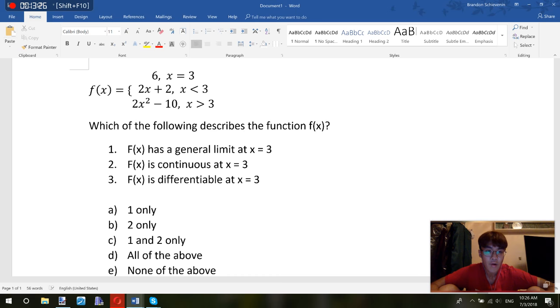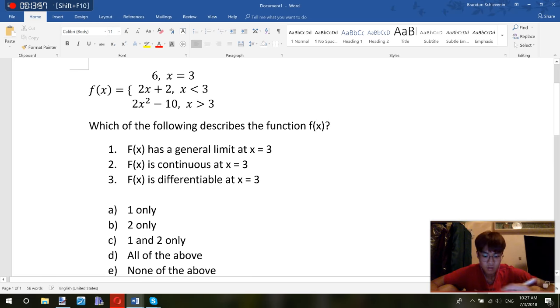So this does have a general limit, but is it continuous? It is not continuous. Why is it not continuous? Because the top function should be 8. When x equals 3, it should be 8, not 6. Right. So in order to be continuous, when we plug in the value, we should get the same point as our general limit. So what we're getting close to from both the left and the right.